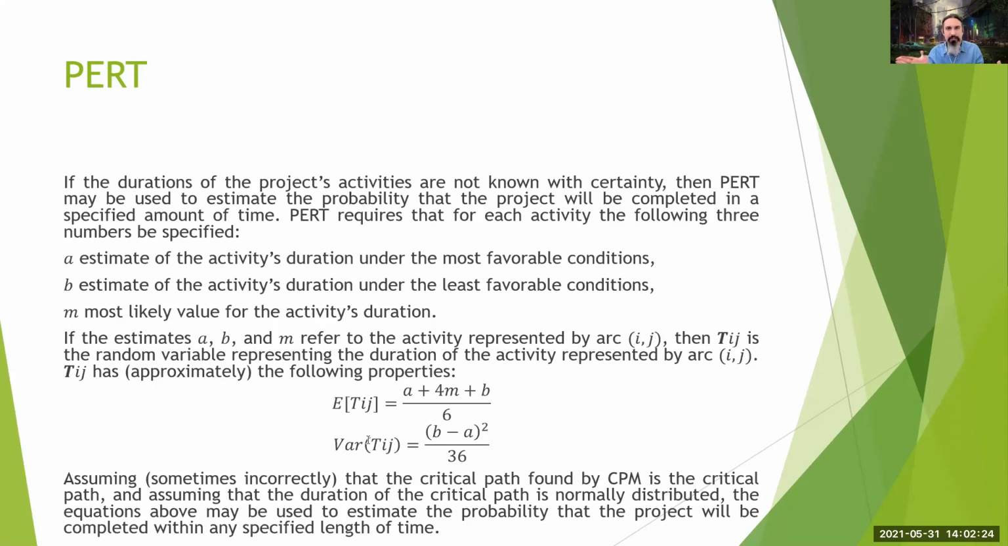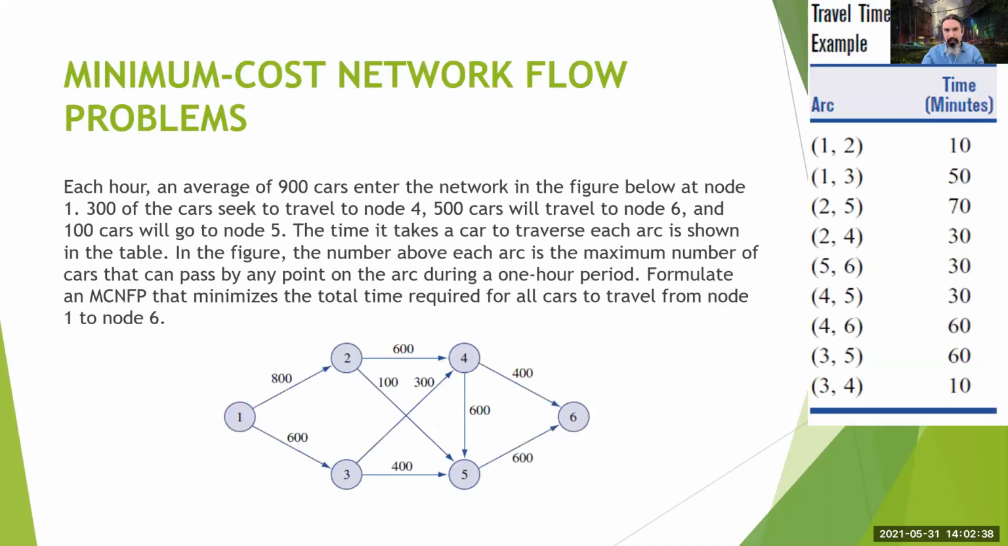But all we need to do is just calculate the total expected value and variance on the critical path. And then we'll just use that for Z = (x - mu) / sigma for the calculation, and then use the Z table. That's it.